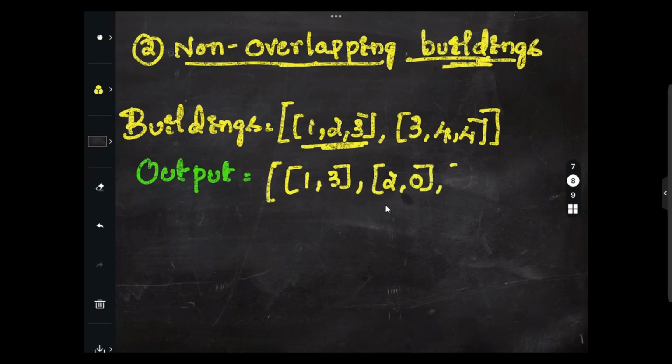2 comma 0, 3 comma 4 and 4 comma 0. This will be the output basically. This is for the second edge case.